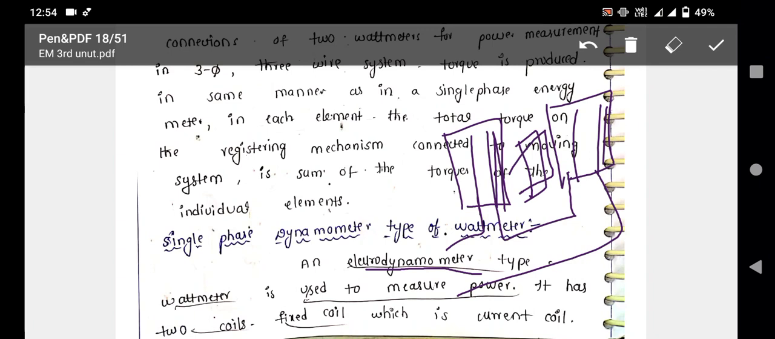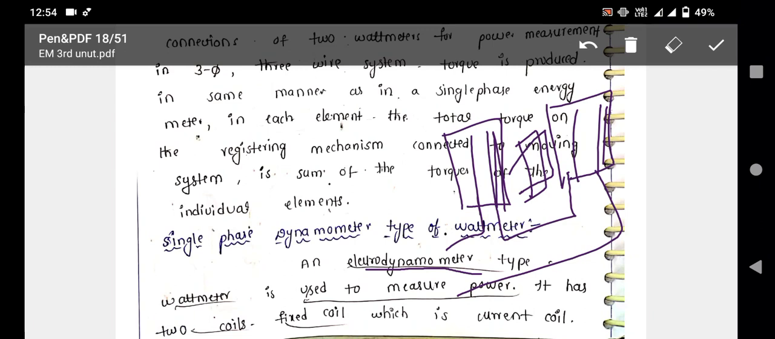Dynamometer type wattmeter has advantages, which is why we use the electrodynamometer type wattmeter. One advantage is a uniform scale, and it has a high degree of accuracy. The disadvantages are errors due to stray fields and serious error due to inductance of the pressure coil. That is very important.